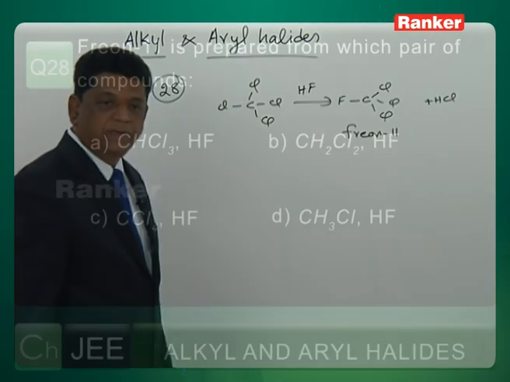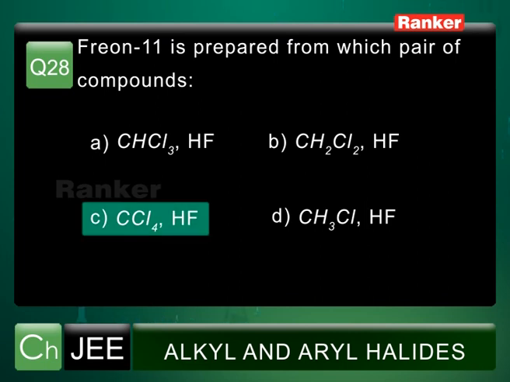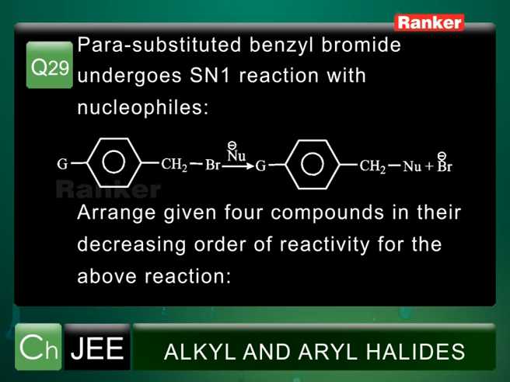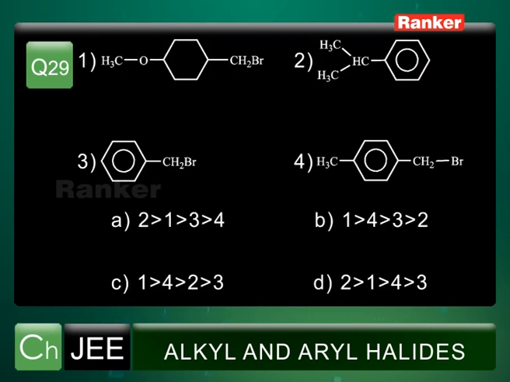So therefore option C is the right answer. So let's go to question number 29. Para-substituted benzyl bromide undergoes SN1 reaction with nucleophiles. A benzyl bromide having a group on the para position, and as that group keeps changing, the nucleophilic substitution reaction naturally changes. So the question is, arrange the given 4 compounds in their decreasing order of reactivity for the above reaction. The first one must be the most reactive one.